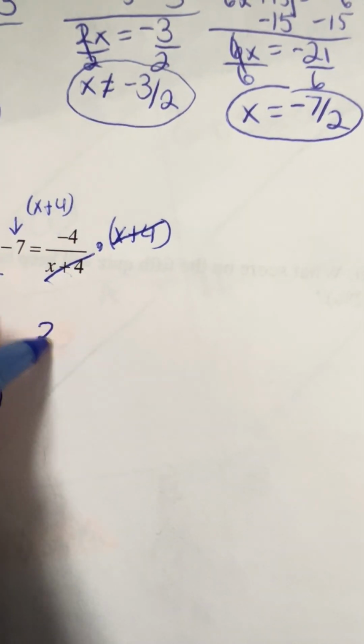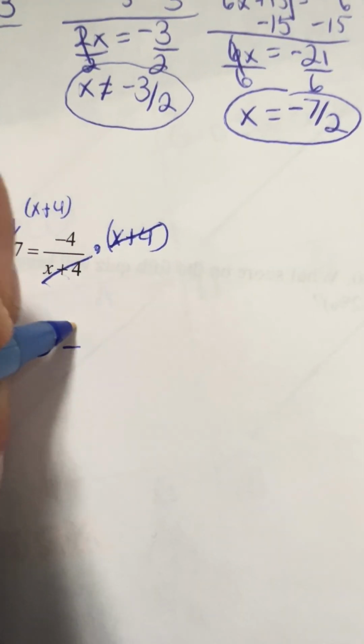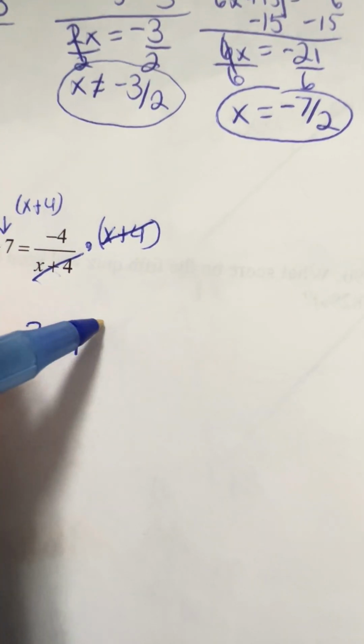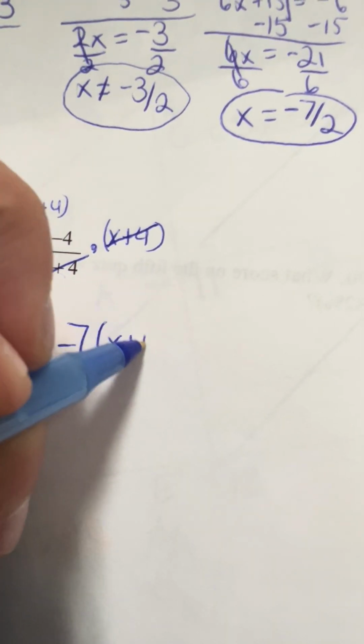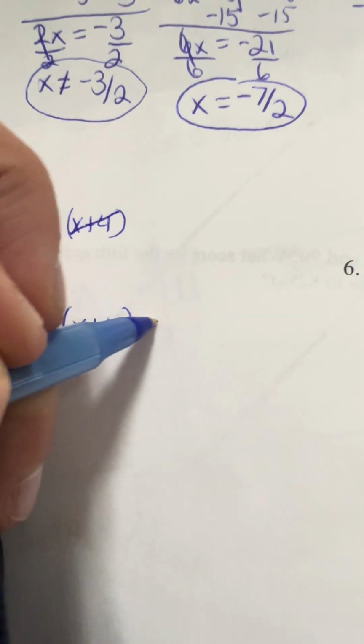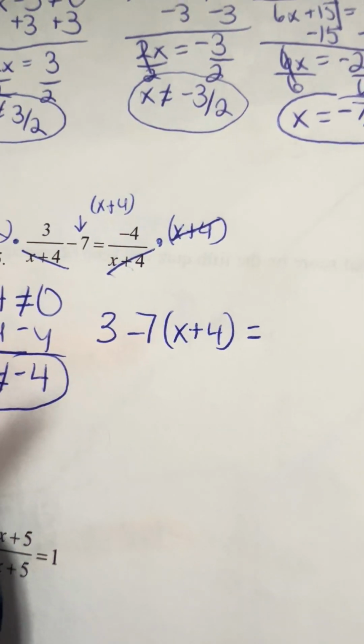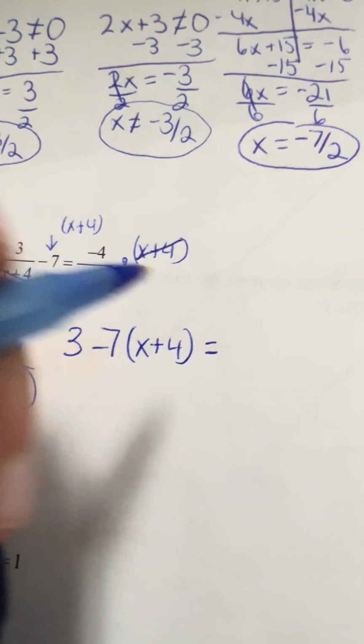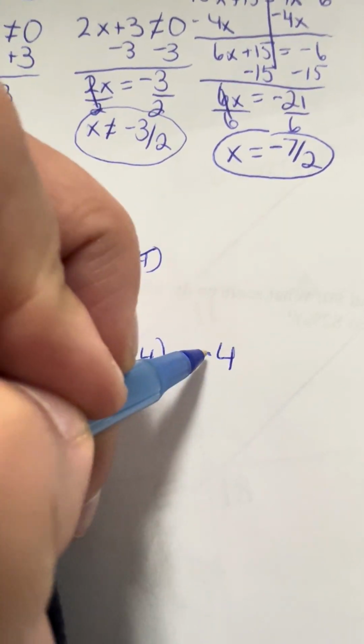So we have a 3. Then we have minus 7. We have this we have to clear out. We got to get rid of that. So we're going to have to distribute that there. That's the only one that's not going to clear out 100%. And then over here we have a negative 4.